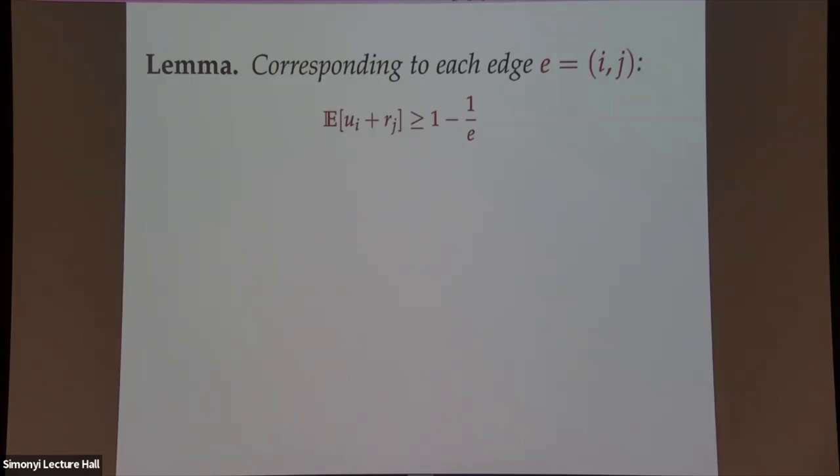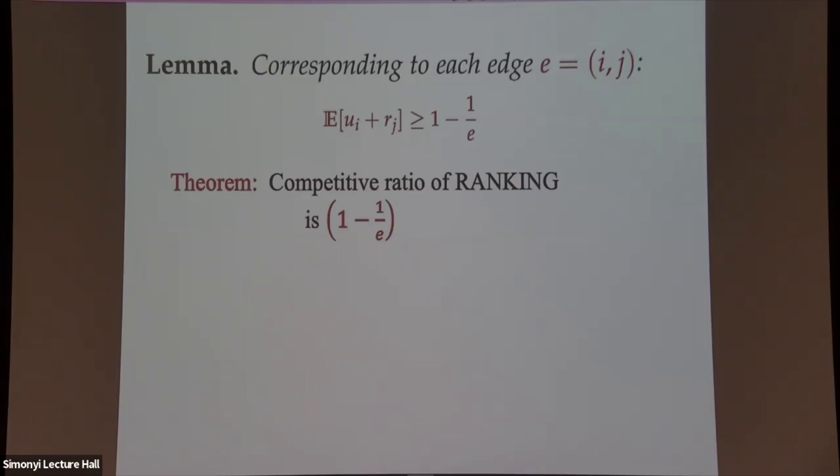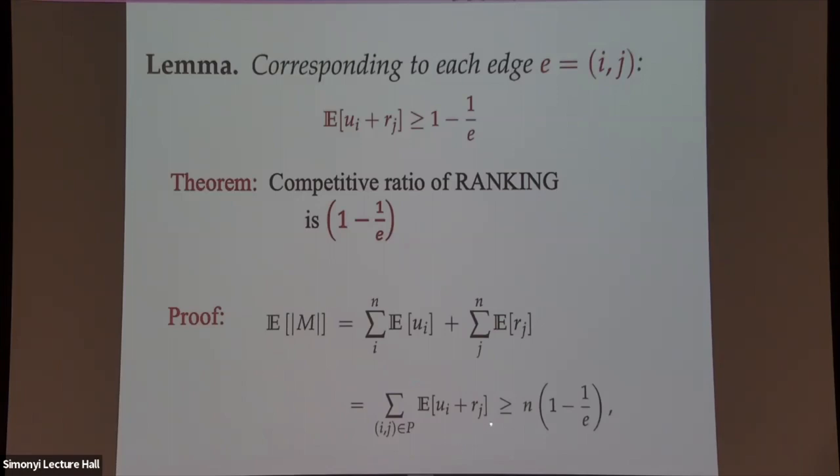So let's derive a nice fact, namely that the competitive ratio of this algorithm ranking is 1 minus 1 over e. Wait, are you going to explain why this lemma is true? Of course, I'm going to prove the lemma. Okay, good. But modulo the proof, let me prove the theorem. That's an obviousity. Because the expected size of the matching, the matching has been sprinkled into UIs and RJs, and we collect them along one perfect matching, which we know exists in the graph. And each of these terms is 1 minus 1 over e, so we get n times 1 minus 1 over e. If there's no perfect matching in the graph, the maximum matching has size k, it'll be k times 1 minus 1 over e, still giving you a competitive ratio of 1 minus 1 over e, right?